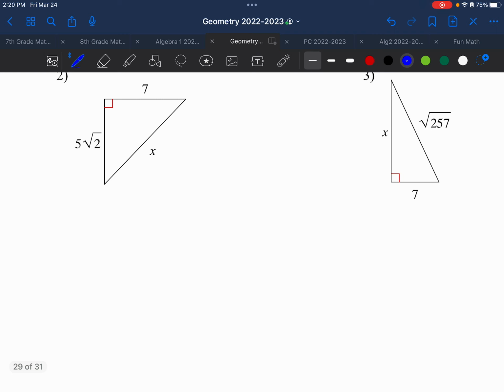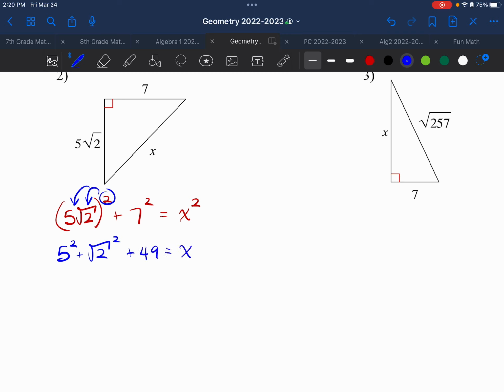So setting up our Pythagorean theorem, we have the following problem. We have 5 square root of 2, which is one of the legs, which I will then square. I'll add it to the other leg, 7, and square it, and that will be equal to the hypotenuse, x squared. We have them all squared, and it's time to move on. So remember that when I have a square that is above both a square root and a non-square root, you just distribute it to both of these, and you get 5 squared plus the square root of 2 squared. And I'll keep going on with the problem. I still have plus 7 squared, which is 49, which is equal to x squared.